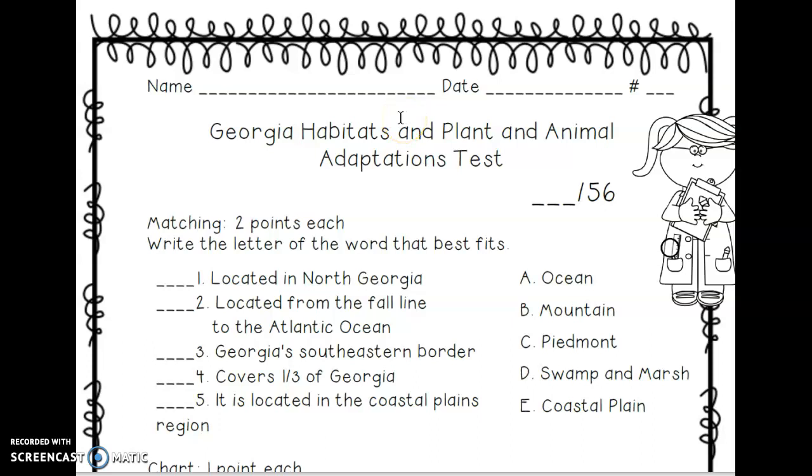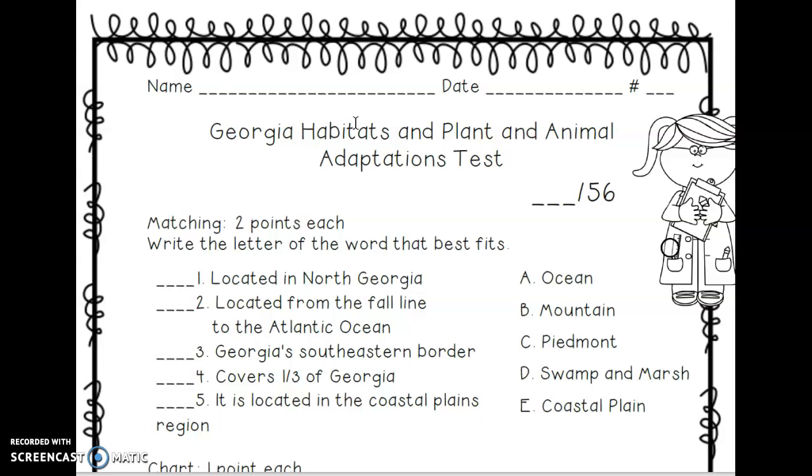Hi boys and girls, this is part 1 of a video where we will discuss the Georgia habitats and plant-animal adaptations to review for your quiz that you will take next week. In the first video, we discussed the Georgia habitats and we specifically focused on the Piedmont and some of the plants and animals that live there as well as their characteristics and adaptations. In this video, we will look at the other Georgia habitats as well as some of the plants and animals that live there. So let's go.